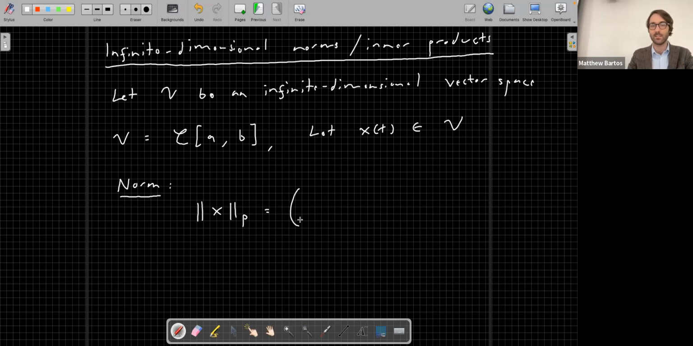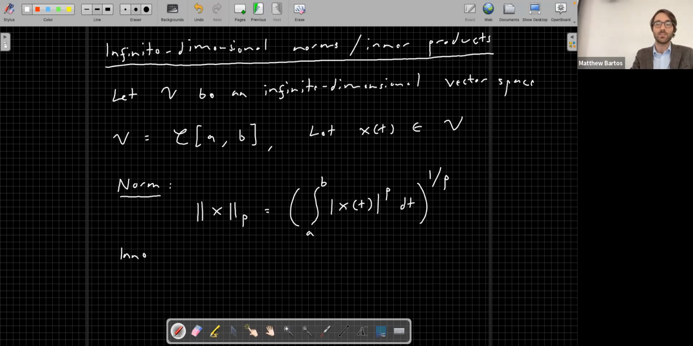We can define that analogously to the case of vectors of complex numbers or real numbers. Essentially, all you have to do is take the integral from a to b of the absolute value of x of t raised to the p power dt, all to the power of 1 over p. So this is also a valid norm. You can define norms for functions just like you can for vectors. This is analogous to the p norm for the case of a finite dimensional vector.